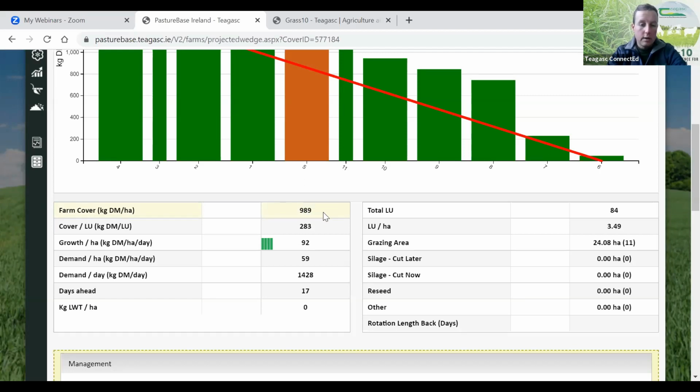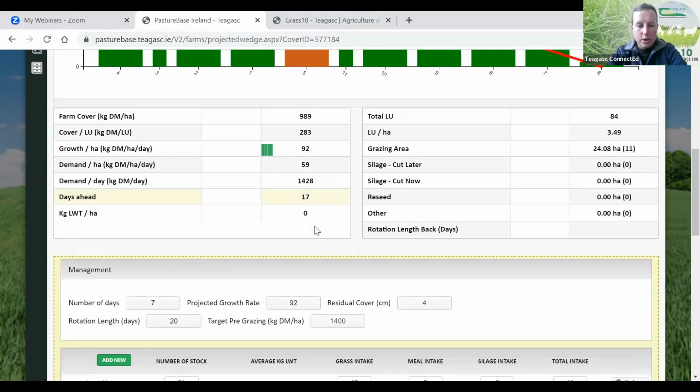Okay, so it's about half the pre-grazing yield. As I said, the growth remained the same. The cover per cow has gone from like 238 to 283, so nearly another 4 or 5 days extra grazing for every cow on the farm. So things are in an upward spiral, and the grass growth is getting out of control. So that's what we don't want.